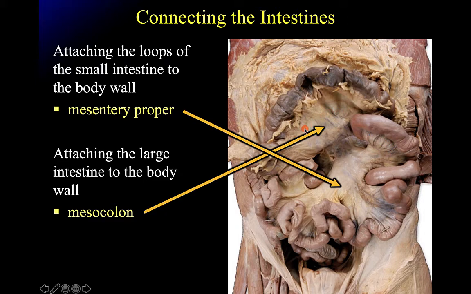Now, of course, within that mesocolon, we would find branches of the superior mesenteric artery and vein as well. And if we were to look over here on this side of the body, we can't see it because of those small intestines in the way. Some of that mesocolon would have branches of the inferior mesenteric artery.